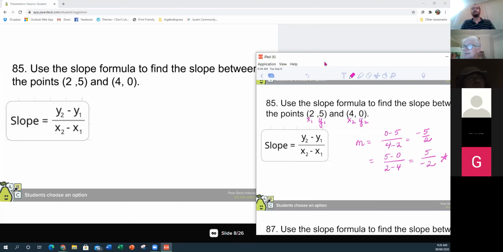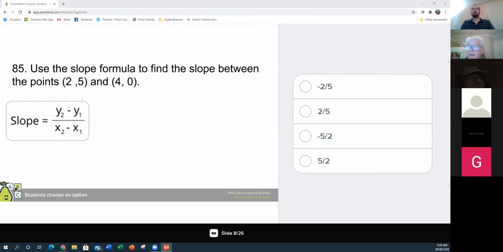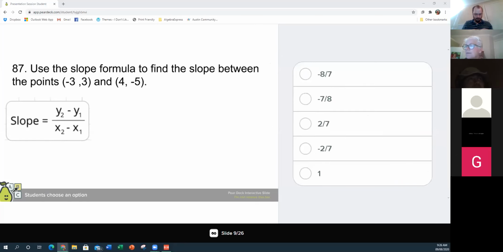Again, guys, if you see something you don't like or you don't understand or you just want to talk about something else, feel free. That's what we're doing this for. Okay, so again, find the slope here.